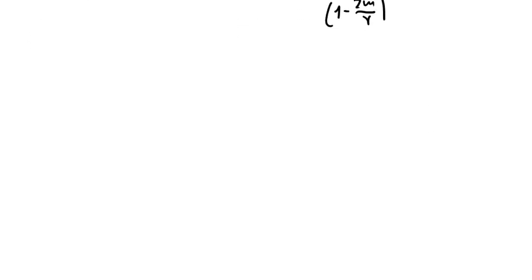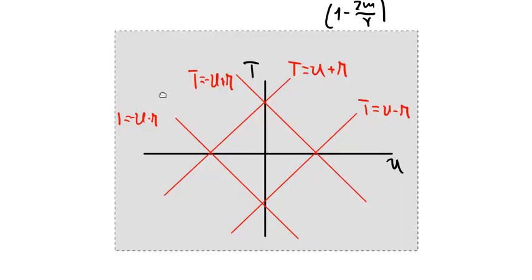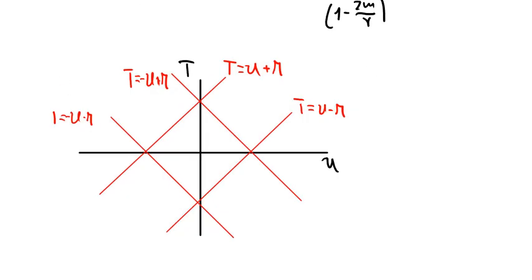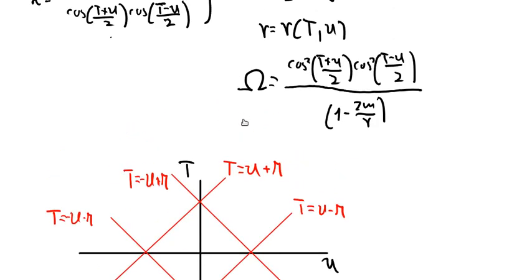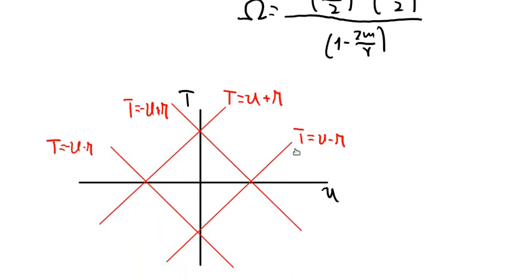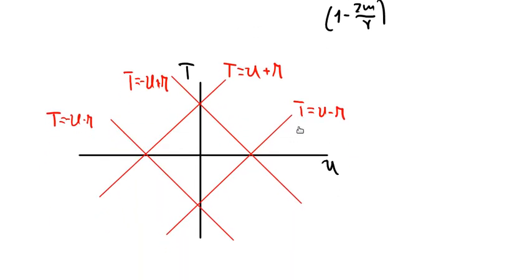I'm just going to draw the picture. Actually, what I'll do is just paste in the picture. These lines represent the zero set of the numerator. It's exactly the same as in Minkowski. Okay. Right.